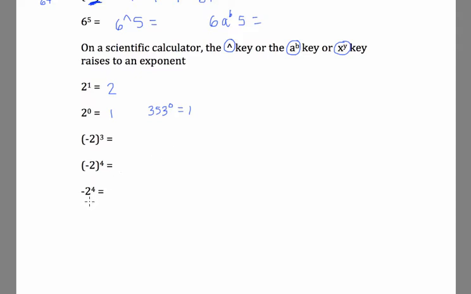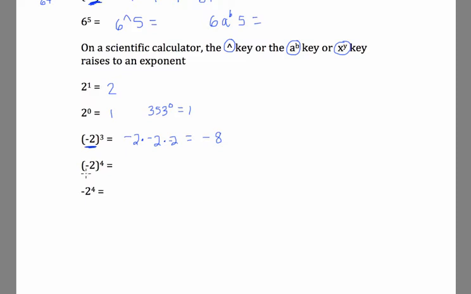Sometimes these give students problems when the negative is in parentheses and when the negative is out of parentheses. When the negative is in parentheses, that means the whole thing gets raised to the 3rd power. So that means -2 gets multiplied by itself 3 times. -2 times -2 times -2, which would be -8. A negative times a negative is a positive, times a negative makes it negative.